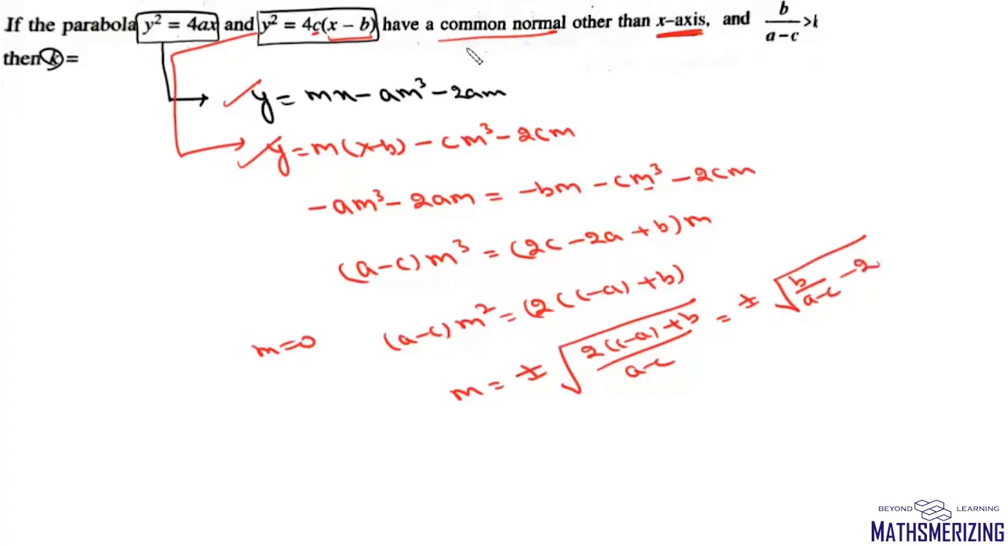Now in order to have a common normal, this value of m should be real. So it is real when b upon (a minus c) minus 2 is greater than 0. So that means b upon (a minus c) should be greater than 2. So the value of k here is 2.